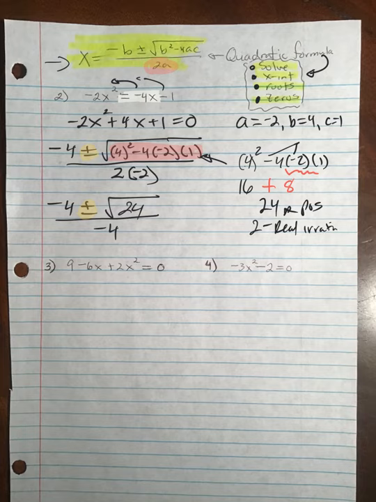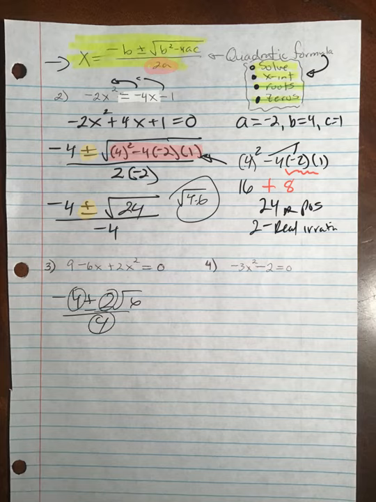So we've got to simplify, so we'll come down here. So negative 4 plus and minus the square root of 24 is, right, square root of 24 is 4 times 6. So that's 2 square root 6 over 4. And since all three of these have something in common, you must reduce by 2. So our answer is negative 2 plus or minus. Oh, that should have been a negative 4 right there.